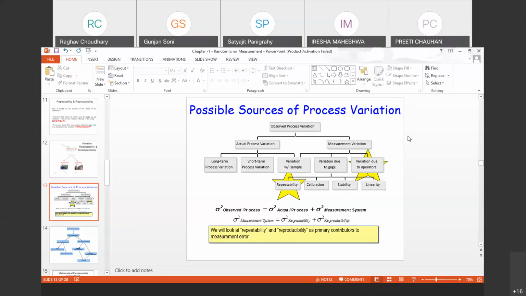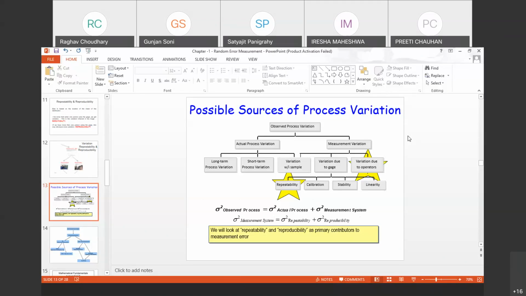Then you have variation within the sample, which we attribute as a random variation, and you really can't put a name on it. Either it is because of the process variation, or it is because of the measurement variation. So that's why variation within the sample is part of both actual process variation as well as the measurement variation.